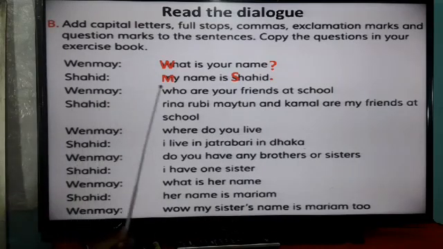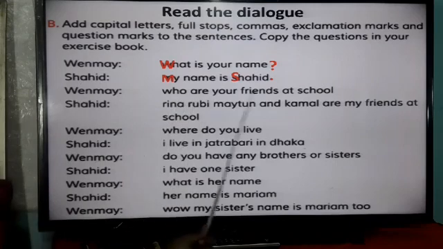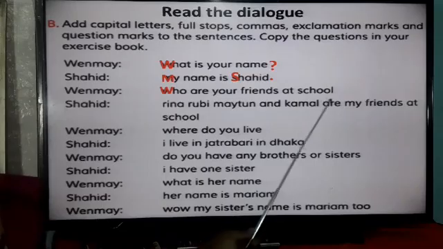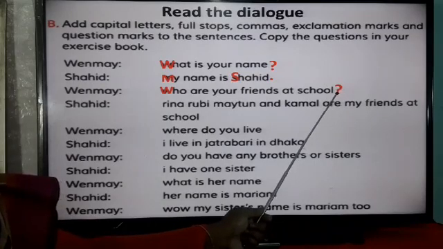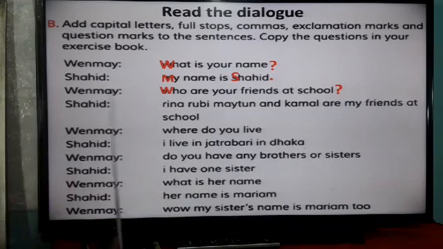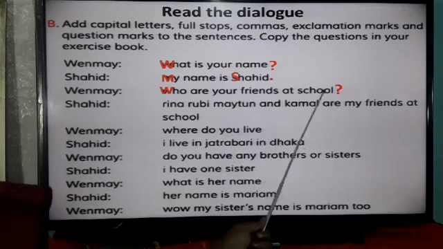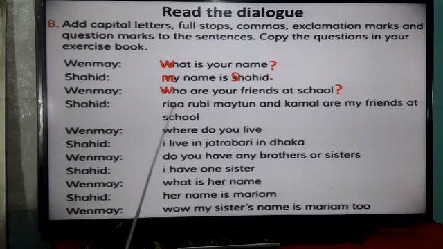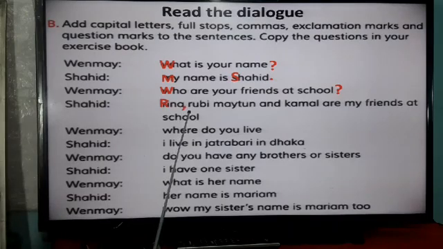Then Oima says, who are your friends at school? We have to use capital W and at the end we have to use a question mark. Who are your friends at school? বিদ্যালয়ে তোমার বন্ধু কে কে বা কারা তোমার বন্ধু? Then ষয়II says, Rina, capital R, and then we have to use a comma. Then Ruby, we have to use capital R, then we have to use a comma.